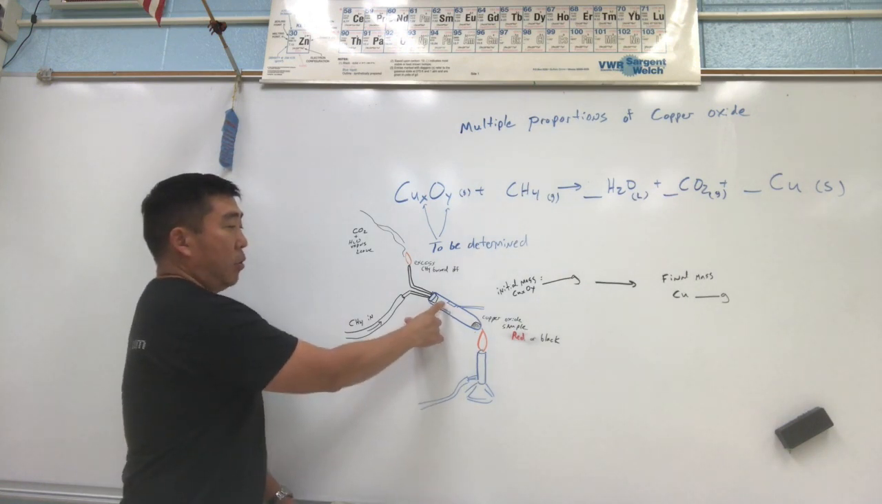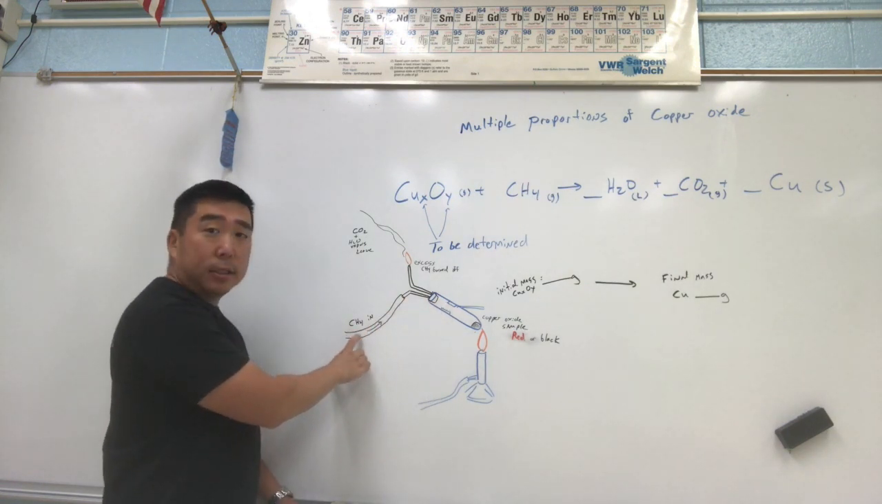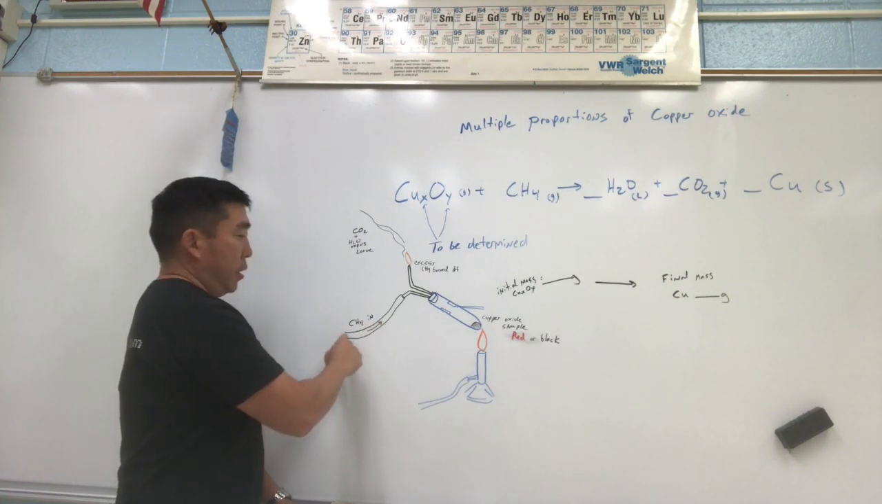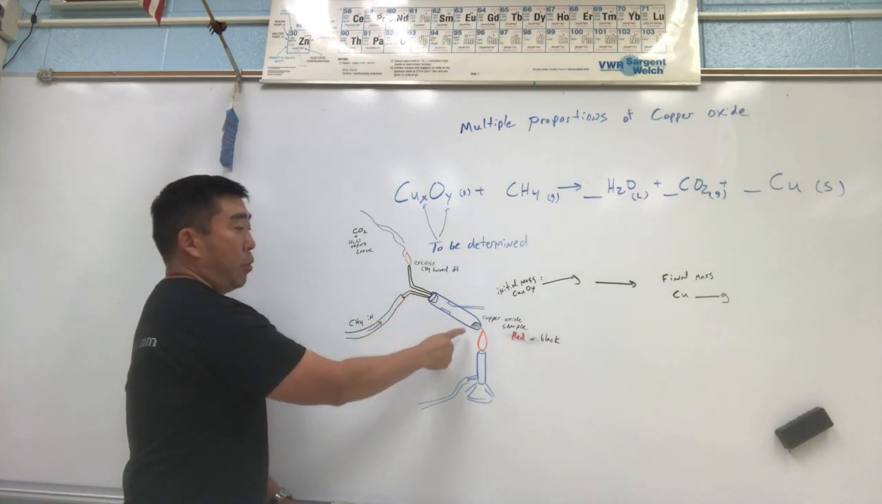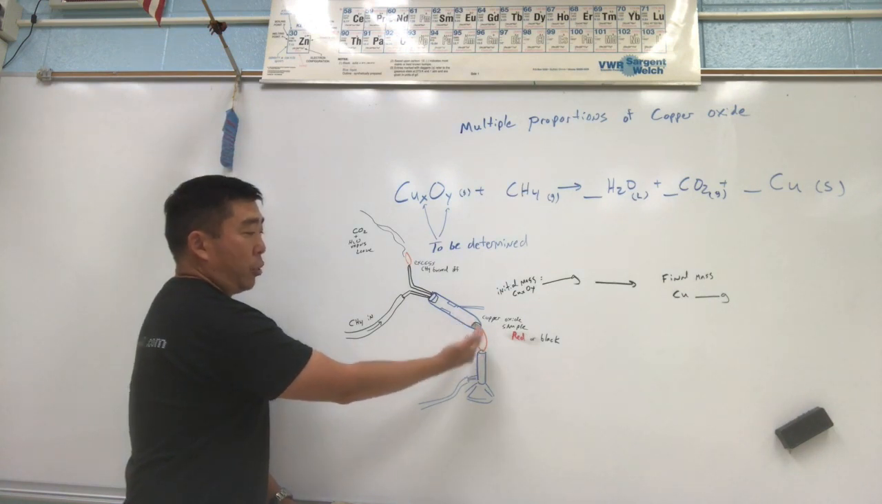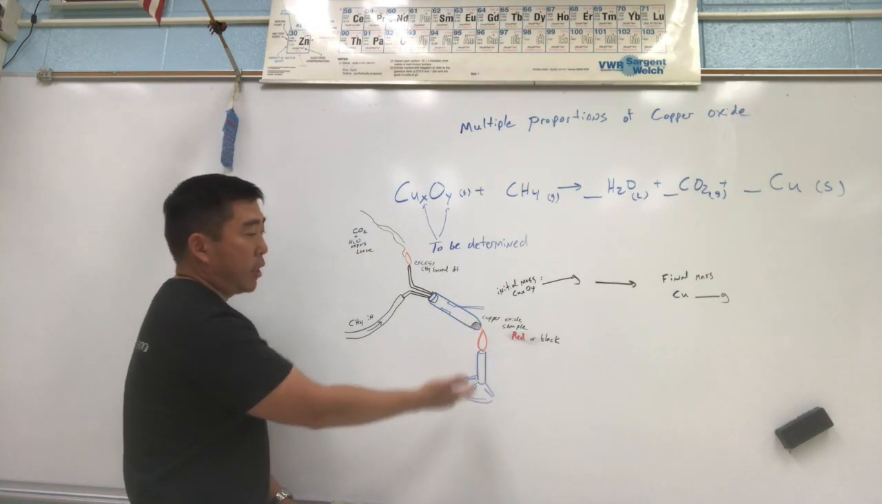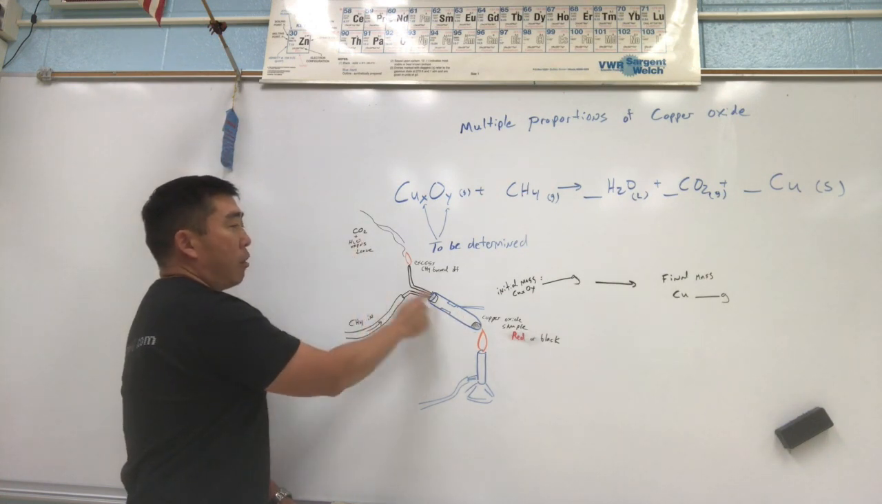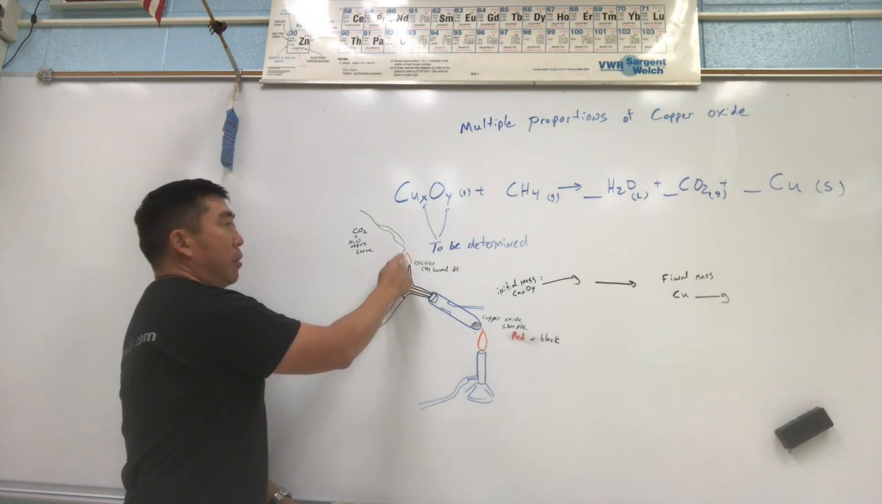This test tube will be hooked up to a gas line source, so natural gas, methane gas, fed through the tube. It will react with the copper, which is over a Bunsen burner. The heat will help the reaction happen. And as the reaction happens, the carbon dioxide and water vapor will leave through this top tube here.